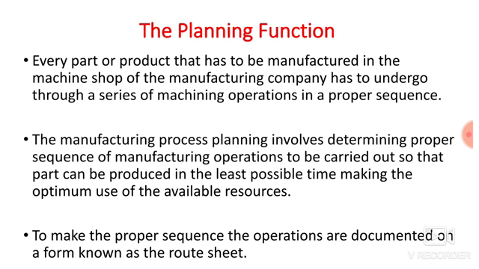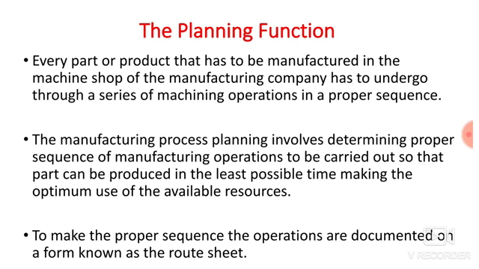So every part or product that has to be manufactured in the machine shop of the manufacturing company has to undergo a series of machining operations in a proper sequence. Suppose any industry is manufacturing a particular product. For converting a raw material into a finished product, various manufacturing processes are required. So we have to add value to that product stage by stage so as to get a finished product. Every product has to go through a number of manufacturing processes.